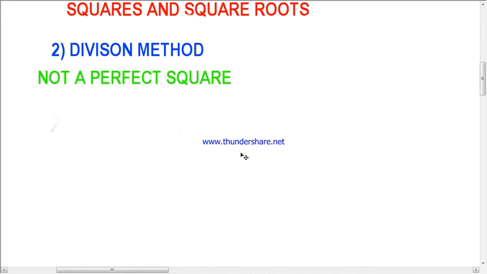This is squares and square roots part 3, the division method, but this time we will be doing a number which is not a perfect square. Yes, it is possible to find a square root of a non-perfect square. Yes, they have asked many questions in the textbook.